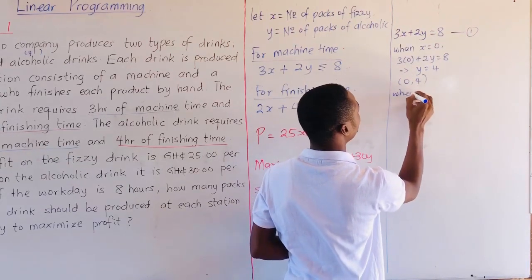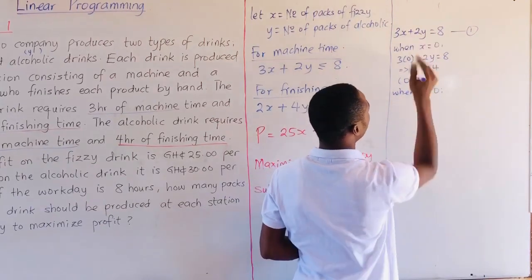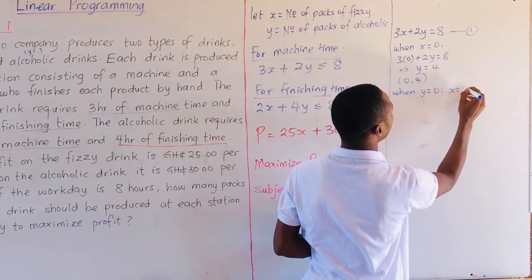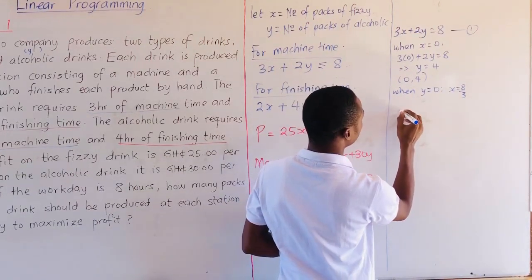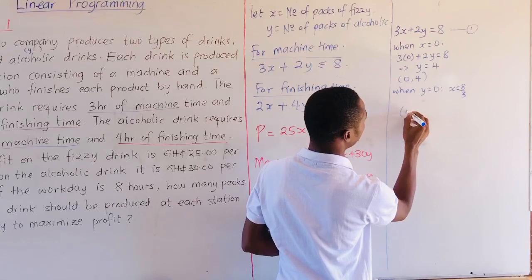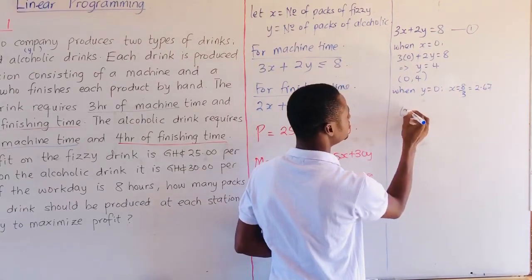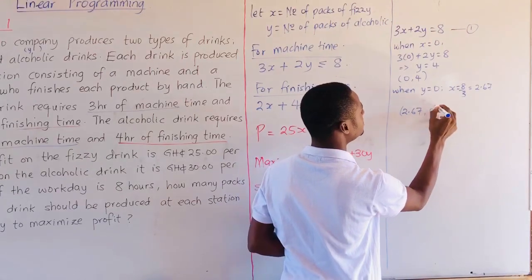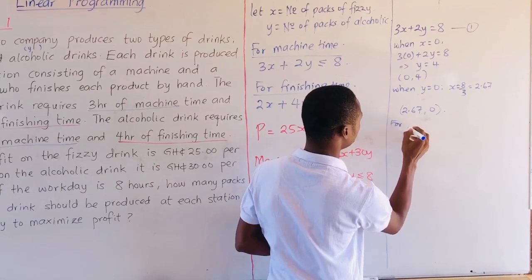Then when y is equal to 0, we will put the value of y there and have x is equal to 8 over 3. So our point will be 8 over 3, which is 2.67. So 2.67, 0. Then next we have equation 2.